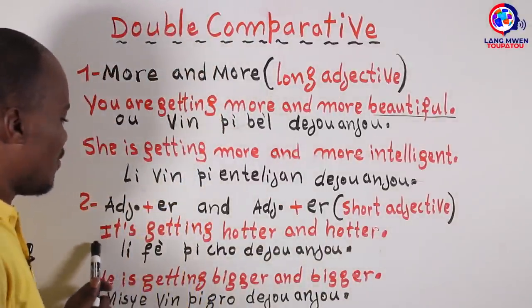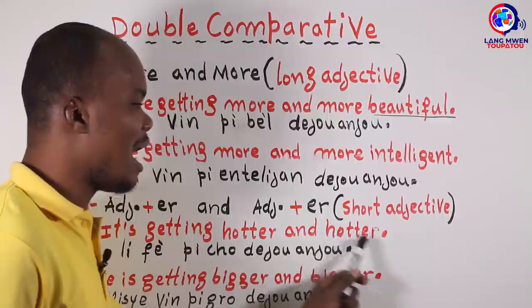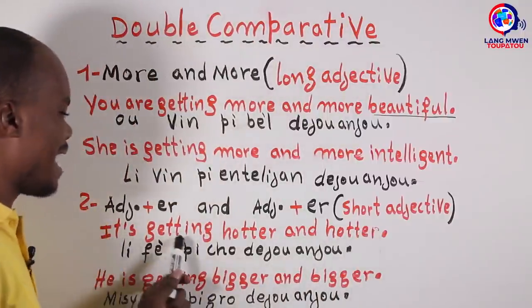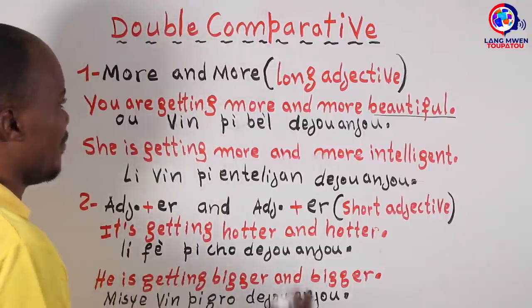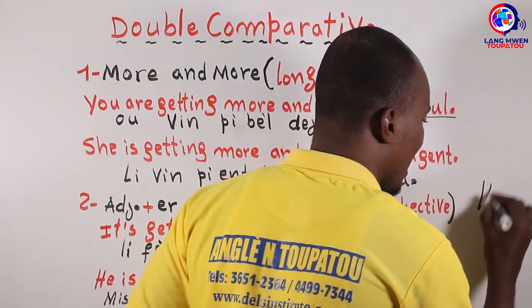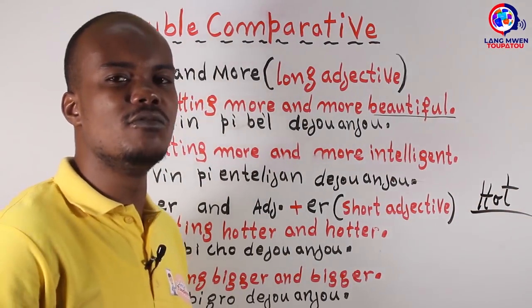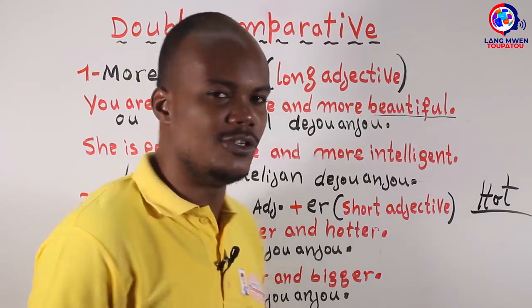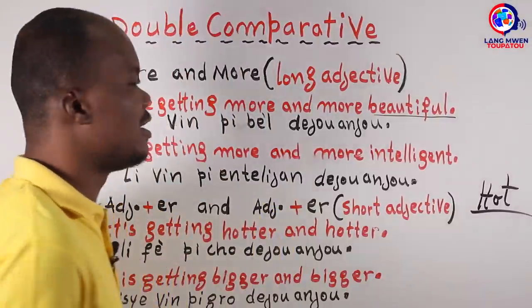So, example, it's getting hotter and hotter. You see, hot, if I write it like this here, hot, which means chaud, is a short adjective, it has only one syllable. Only one sound you hear. Hot, chaud.